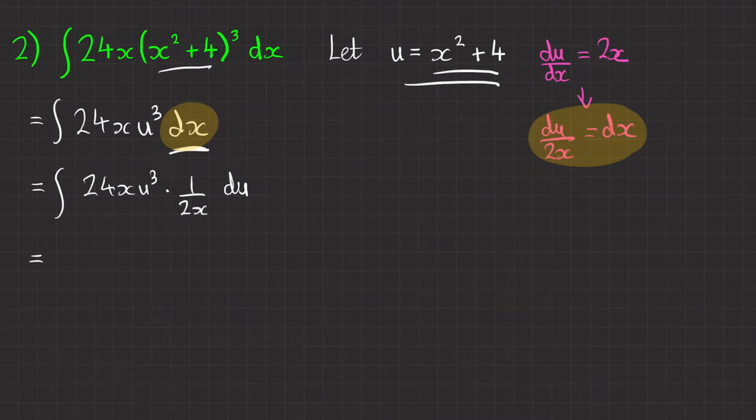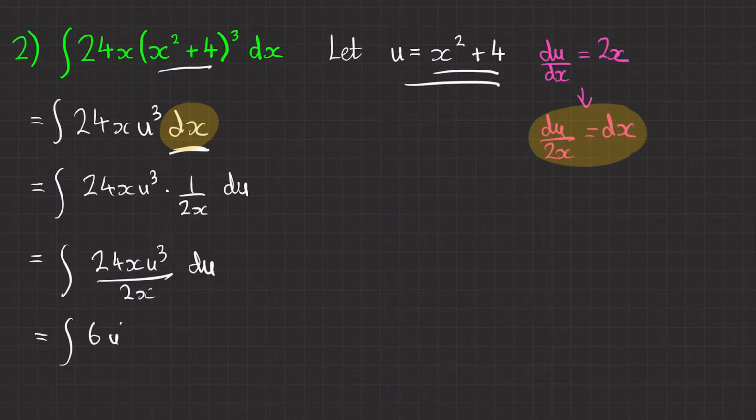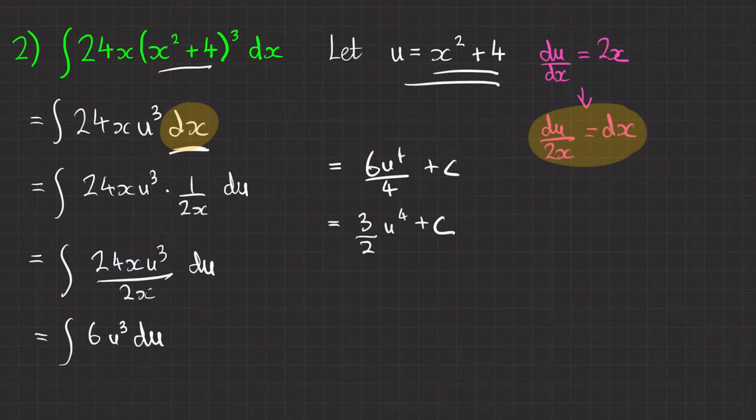Tidying this up a bit will give us the integral of 24x u cubed over 2x with respect to u. And that will simplify down nicely to 6u cubed with respect to u. We can integrate this now, which will nicely become 6u to the 4 over 4 plus c. We can simplify this a little bit more to 3 over 2 u to the 4 plus c. Then substitute our u value back in, so we'll have 3 over 2 lots of x squared plus 4 to the power 4 plus c.